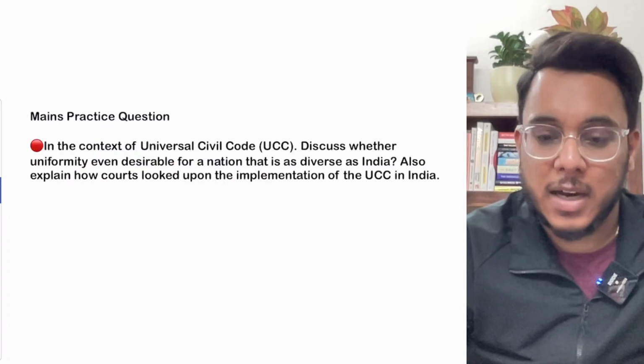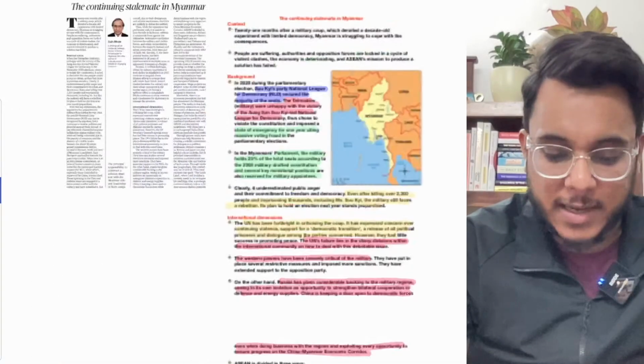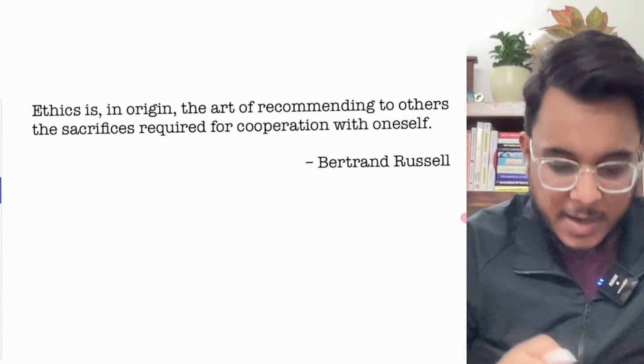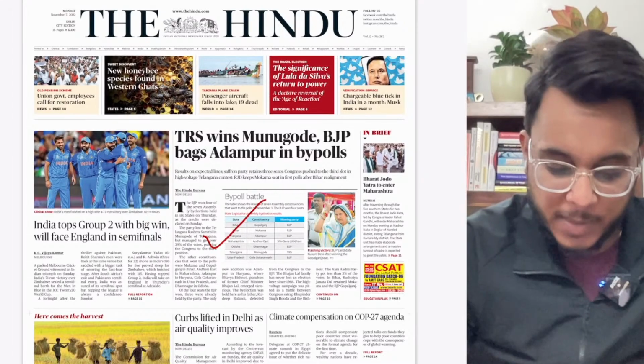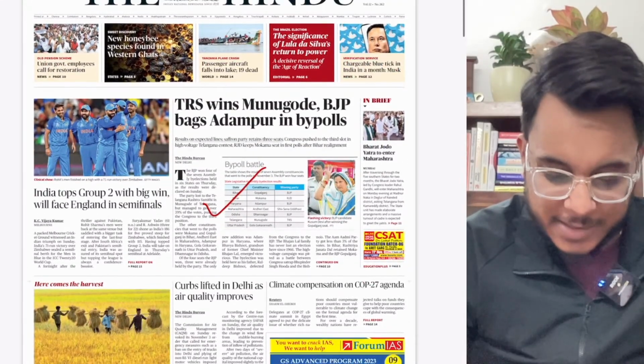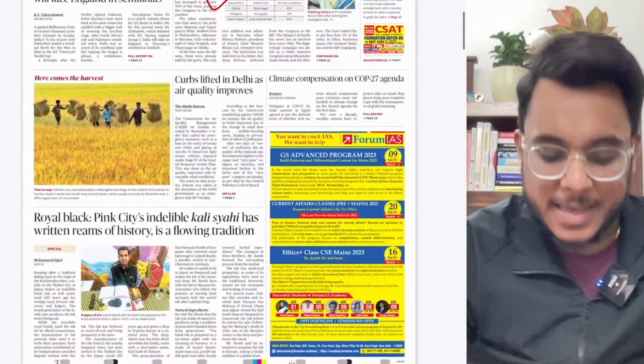Before starting, let's take the overview of the entire newspaper so that we can understand which articles are important in today's newspaper. Here we have the Delhi edition of the Hindu newspaper. The first page doesn't contain many important articles with respect to the UPSC examination.